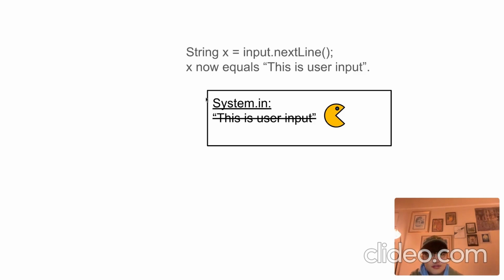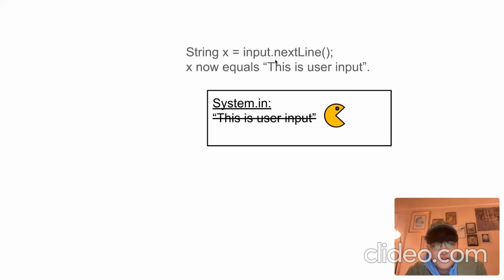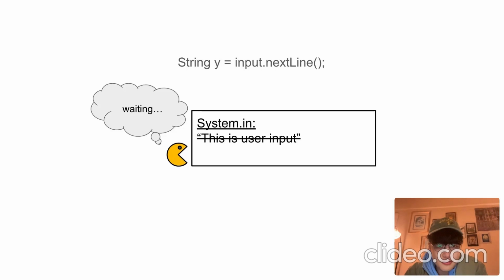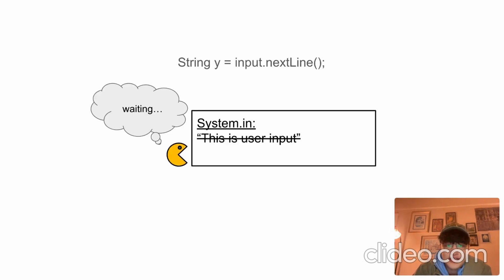So as you can see, Pac-Man was here, and then we told it to eat the next line. So eat until the end of the line. So it did that, and from what it ate, it says, oh, I ate "this is user input." So now x equals "this is user input." Okay, so this is right after that code bit executed. Notice how Pac-Man is waiting here now. He's not going to wait over here. He's going to go to the start of the next line and wait for future instructions, which we gave it right here: String y equals input.nextLine().